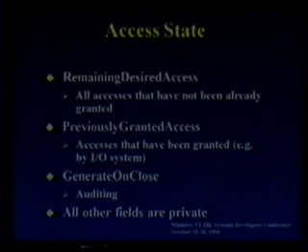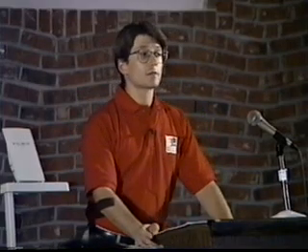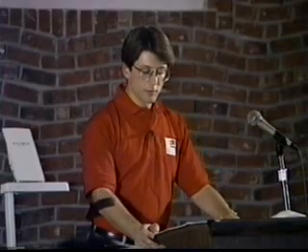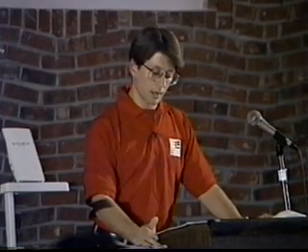The main fields that you're interested in in the access state are the remaining desired access field, which is the list of all access bits that have not been granted at the point that you get this thing. Previously granted access is the list of accesses that have already been granted. And there's a bit called generate on close, which is relevant to auditing, and I'll show you how that's used. Everything else, for the most part, you're never going to look at. Some of them are there for reference. Some of it doesn't hurt to look at. You should be careful about changing anything else.